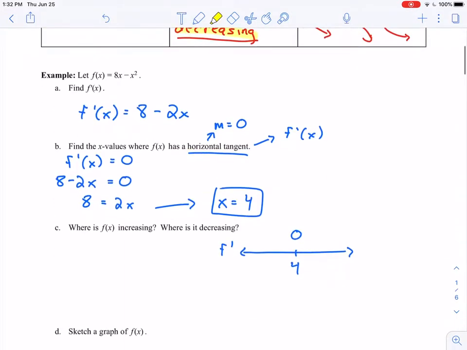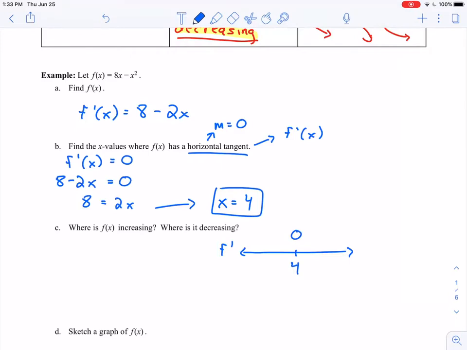So we can do this a few different ways. We can set up an inequality. My favorite way to do this, though, is I'm actually going to take a number. So let's start with this left-hand side. I'm going to take a number on the left-hand side of 4. So any number that's less than 4 will be just fine.